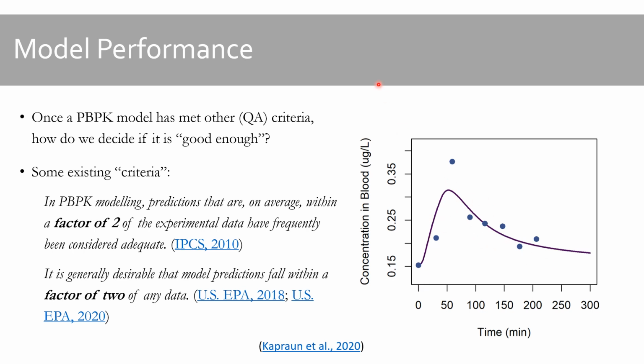But lately, I've heard more people saying that actually a factor of 3 is also considered as adequate. And the explanation is that usually the in vivo data that we are using to calibrate and validate our models also have a lot of uncertainty. So that's why having a factor of 3 is also adequate.